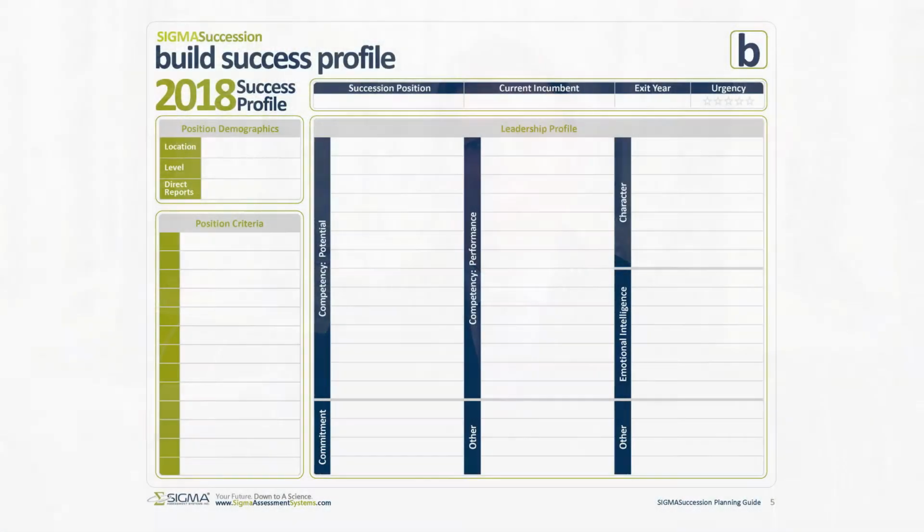So for those normal requirements, for example, your CFO obviously needs an accounting designation, maybe 15 plus years in finance, etc. That's the relatively easy part. But we all know that leadership is clearly determined by a variety of factors, including things like competency, character, and emotional intelligence, which you've probably heard a lot more of within the last few years.